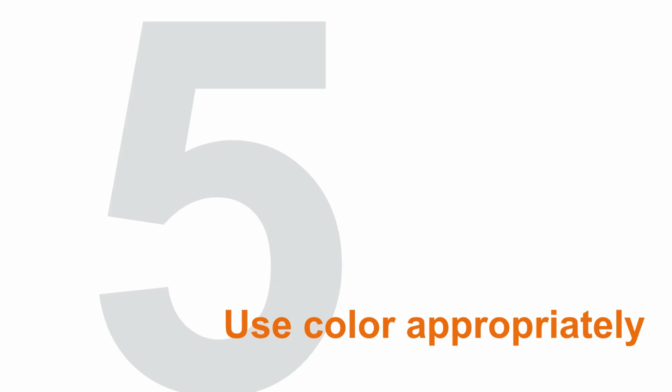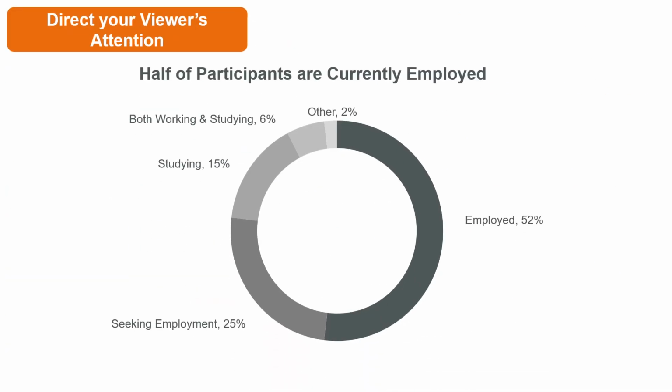Fifth is using color appropriately within your visuals. Color can be a valuable addition to your visuals, but it can be easily misused if you aren't careful. One way to use color is to direct the viewer's attention. For example, with this chart on participant employment, we might emphasize employed by using a different color, which helps direct the viewer to the point we are trying to emphasize, which is that half of participants are employed.